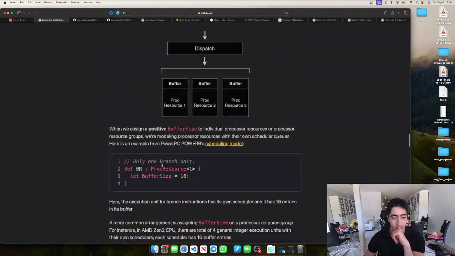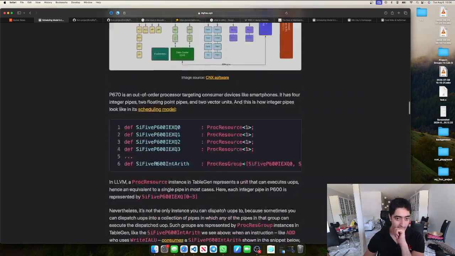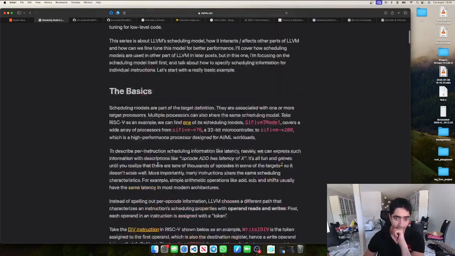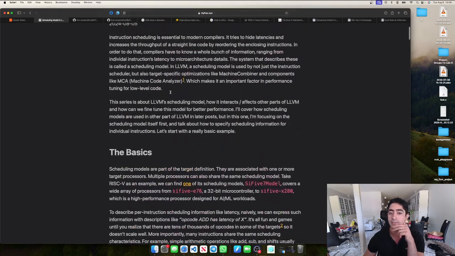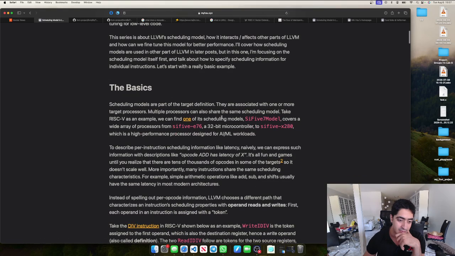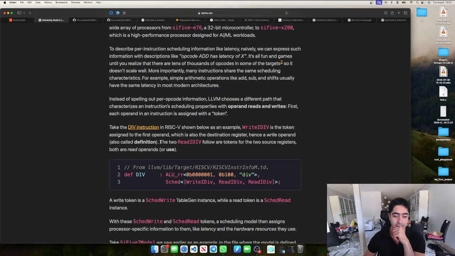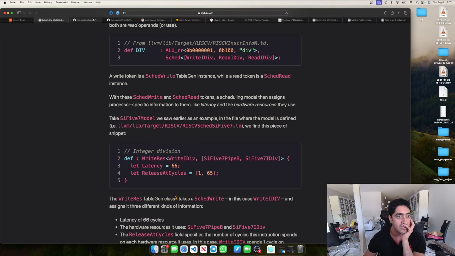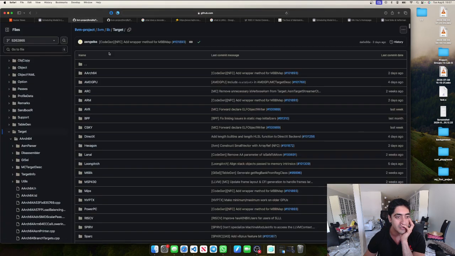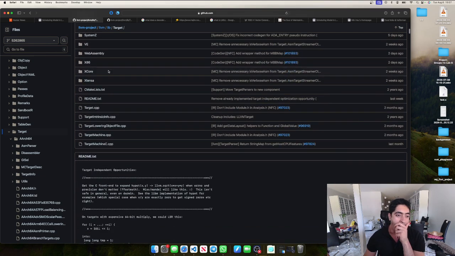So we learned about the muxes. It's your data selector. Did you learn that? It is your data selector. So we went through RISC-V. Then we learned about SiFive. We learned about latencies, I guess. We learned about ReadIDiv, WriteIDiv, or is it? I'm not sure. Then we learned that LLVM has a bunch of targets, a lot more than I expected. What else is in here? ARM, AVR, BPF, this guy. This is crazy.